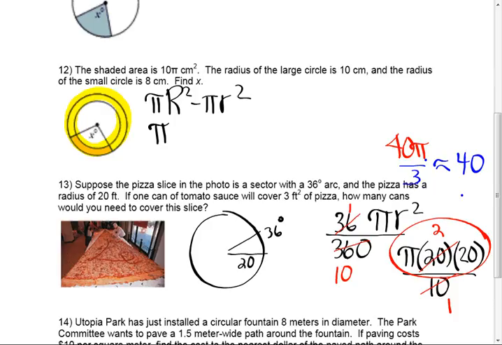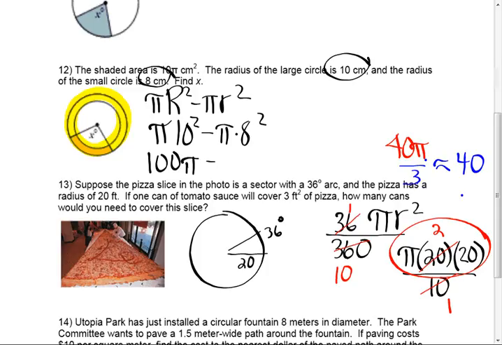What's the big radius? 10. And the little radius is? 8. Although graded on Marzano, you have to do all of it. But this is 100 pi minus 64 pi.